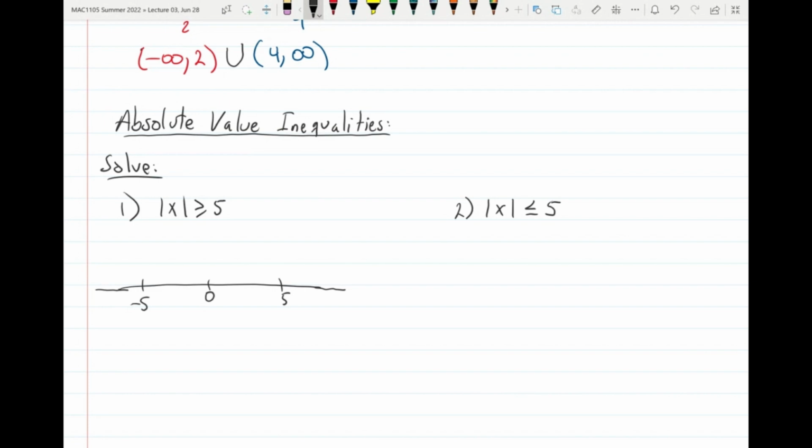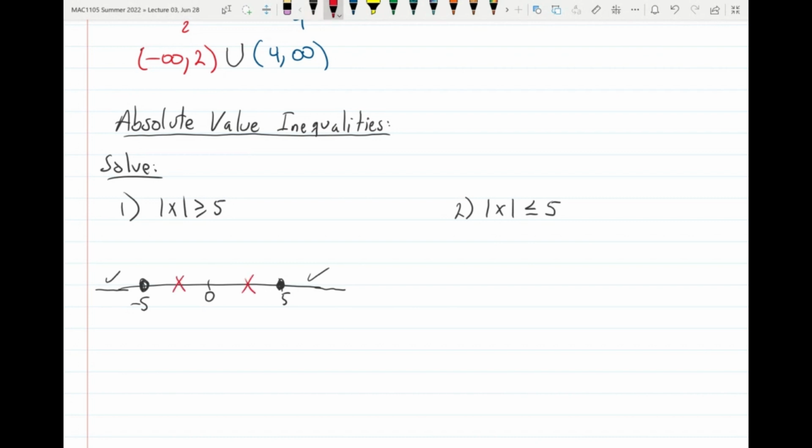Okay? There are 4 little intervals here that we have. Where do you need to be if you want to satisfy this inequality? Well, you want your distance from 0 to be greater than or equal to 5. So -5 and 5 are good, because that gives you exactly a distance of 5. But if you want to be bigger than 5 in distance, that means you better be over here or over here. Do you understand this? Either less than -5 or bigger than 5.